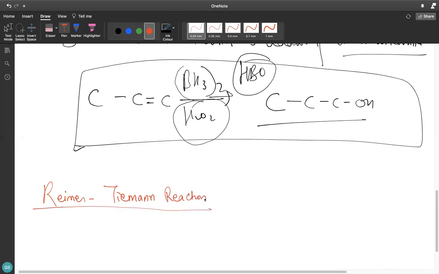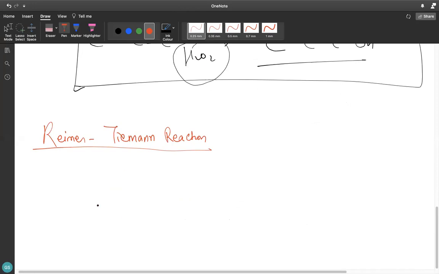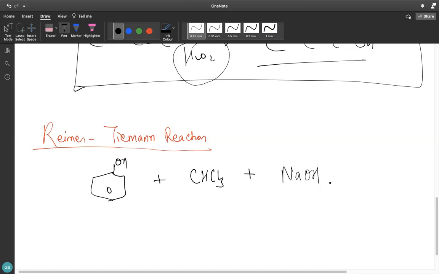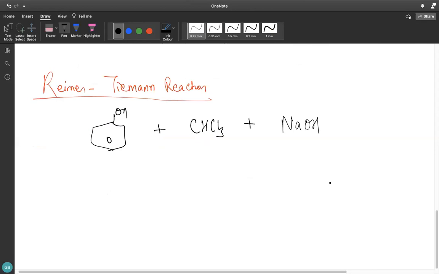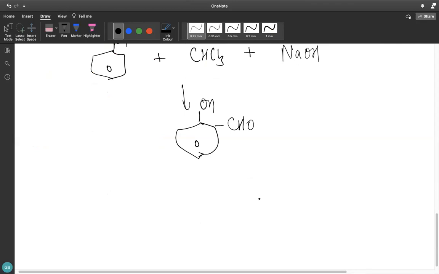My dear friend, this is a reaction of phenol. So we'll take phenol first, and phenol will be reacted with CHCl3 in presence of alkali like sodium hydroxide. Now what will it give? Pretty simple. This will give you 2-hydroxy benzaldehyde, also known as alpha hydroxy benzaldehyde. But how does this happen? Now let's talk about this reaction in detail.